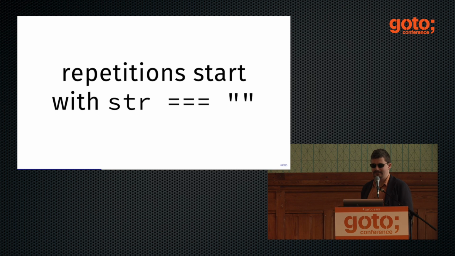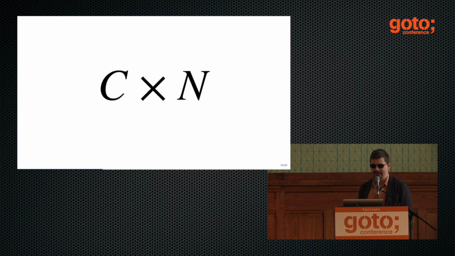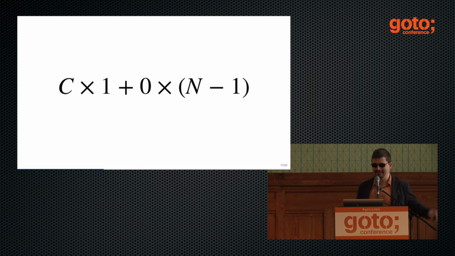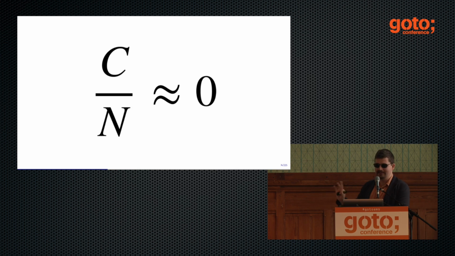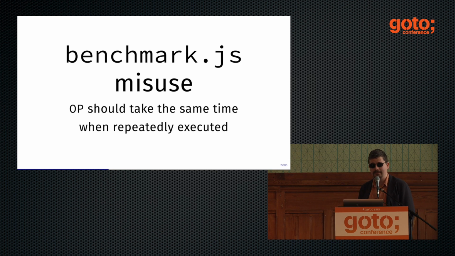So repetitions start with a string equal to the empty string. And we wanted to get math like that. But we actually got the math like that. So we repeated an operation once, and then we repeated nothing n minus 1 times. And then we divided by n, and you got the cost of operation divided by n, and the cost of operation is a very small number, and the amount of repetitions is very high. So it's approximately, it costs nothing, right? So very simple math. This is a very common example of benchmark.js or JSPerf misuse, when people don't take into account that operations should take the same amount of time every time you run them.